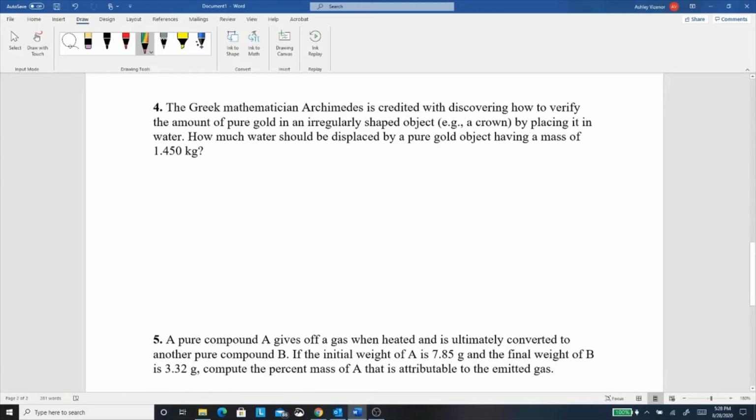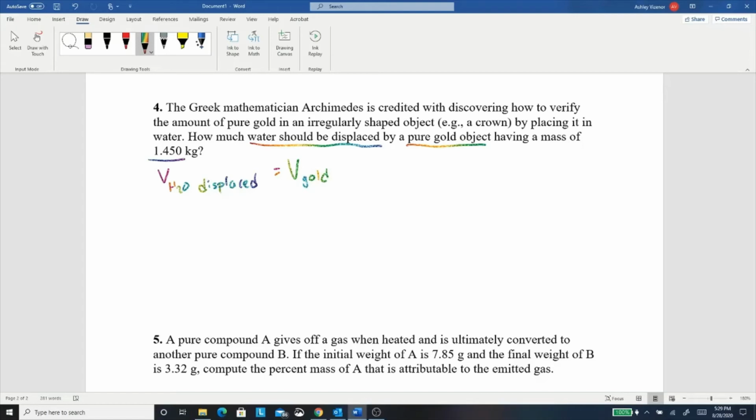Okay, so number 4 is a bit more from chapter 1, which I thought was good to kind of refresh your memory. We're talking about how much water should be displaced by a pure gold object having a mass of 1.450 kilograms. So we're told pure gold, and we're told mass, and we want how much water should be displaced. And so what we should remember from chapter 1 was volume by displacement. So the volume of water displaced is equal to the volume of your object, in this case, our gold.